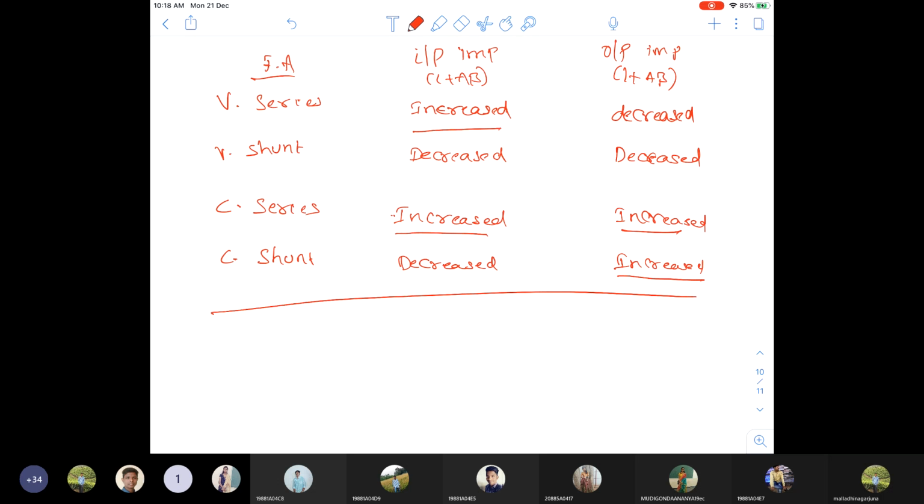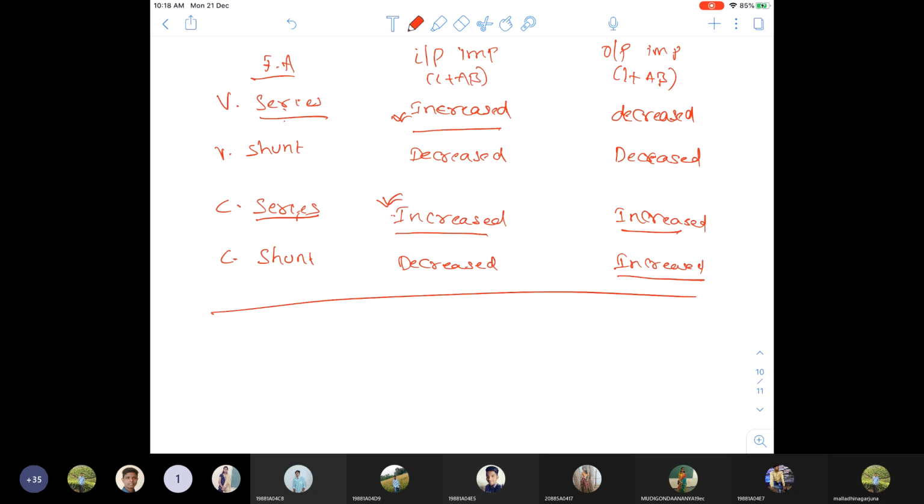Is there any commonality for these four increases? Let me explain. Suppose you take these two, this is input impedance. The input is a series connection, and the input impedance is increased. Since the input is a series connection, the input impedance increases in both. That is a common point. Am I right?